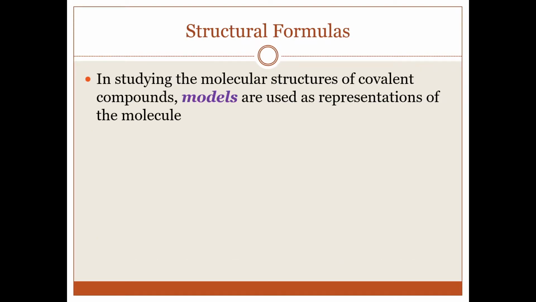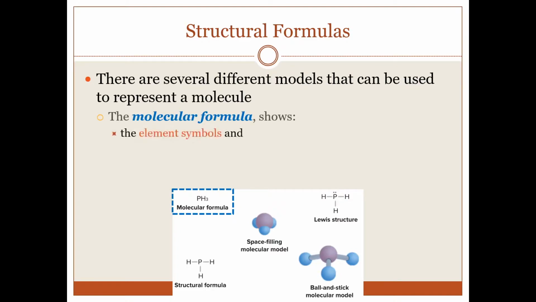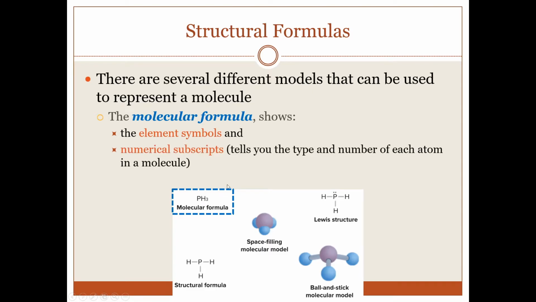Structural formulas. When we study covalent compounds, we use models to represent the molecule. There are several different models that we can use. For example, the molecular formula just shows the element symbols, so right here we have P for phosphorus and H for hydrogen, with numerical subscripts. These little numbers at the bottom are called numerical subscripts, and they show how many of each atom we have in that particular molecule.